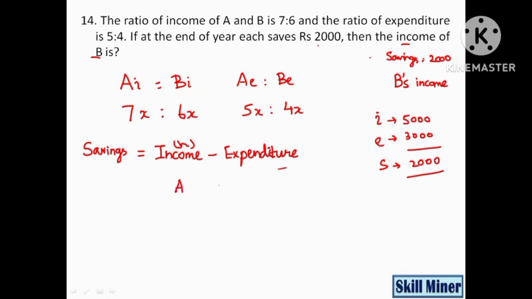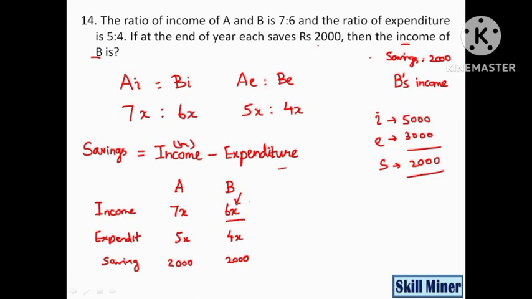Now we can plot A, B, income, expenditure, savings. Income of A and B ratio is 7x, 6x. Expenditure ratio is 5x and 4x. Savings is 2000 rupees each. In the question they are asking the income of B. We need to find the income of B, that is 6x we need to find.